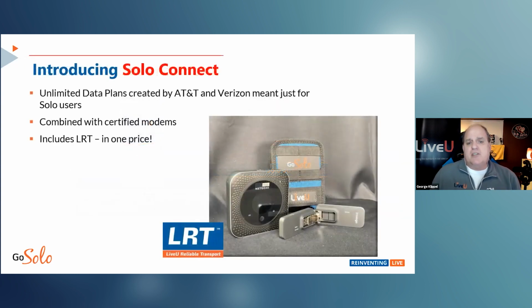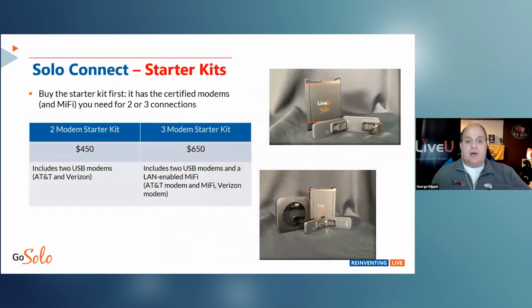But last year, we offered something really cool and something very innovative. And this was brought on by requests by our many customers. They wanted a better out-of-the-box experience. So we came out with something called Solo Connect, where we're offering unlimited data plans through AT&T and Verizon just for our Solo customers. So what we've done now is we include the unit plus certified modems and LRT plus a data plan, which we'll talk about in a second, at one price. So now you can buy the unit plus either two modems or three modems, what we call a starter kit. You can get two modems at $450 or three modems at $650 to add to your Solo kit. So when you get it, it's all ready to go right out of the box, ready to stream.